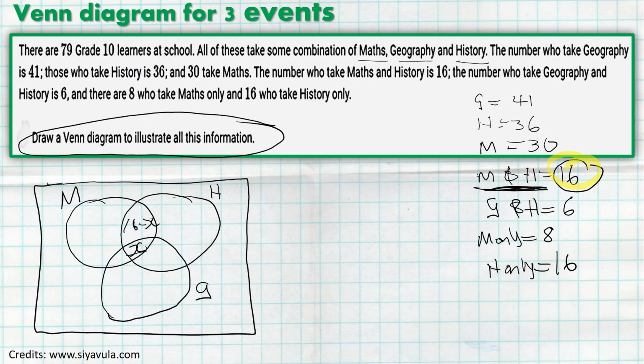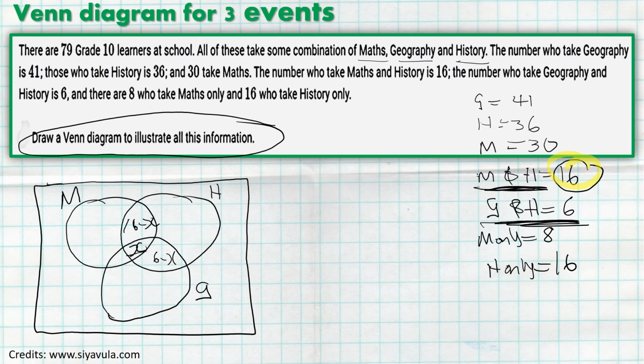Okay, we can now go to the other intersection. It is geography and history, right? Let me just highlight this, probably using a different color. Geography and history is this intersection here. Can you see? This is for geography and history, which is equal to 6. We already have X, so for us to get geography and history only, we're just going to say 6 minus X, so that we can be left with geography and history only.